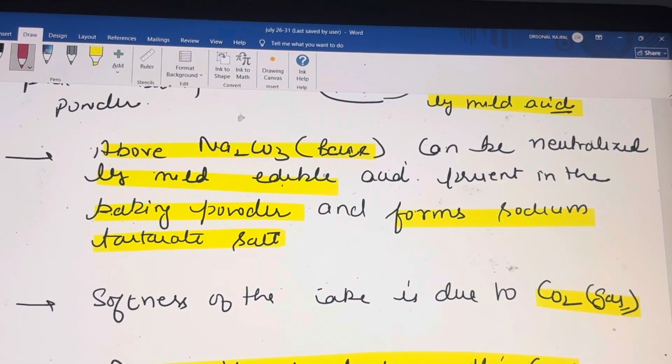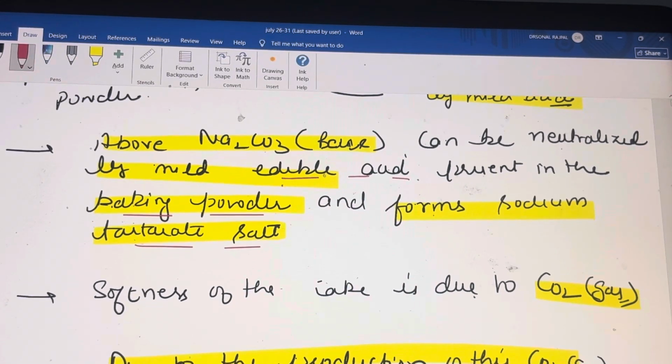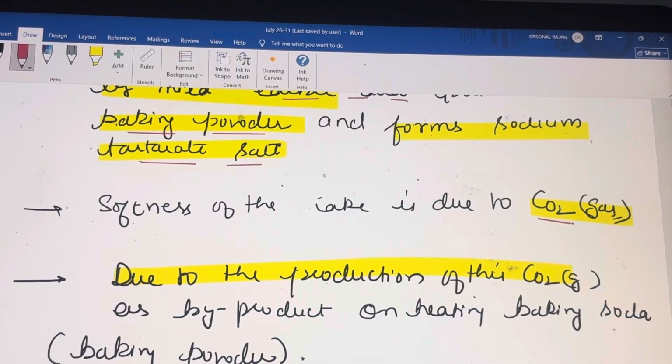your cake will not become bitter. So in the above case, again I am explaining, the sodium carbonate, which is a base produced by using baking powder, which can make the cake bitter, can be neutralized by the mild edible acid present in the baking powder and forms sodium tartrate salt. And the softness of the cake is due to the carbon dioxide gas which is produced as a byproduct.